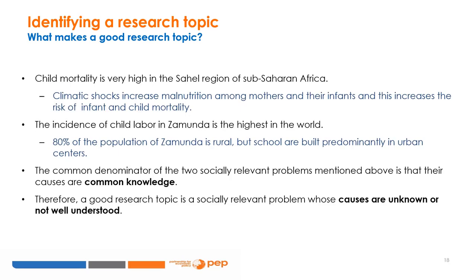How can one tell if a research topic is good or bad? Here are two examples of good research topics. Child mortality is very high in the Sahel region of sub-Saharan Africa, and the incidence of child labor in Zamunda is the highest in the world. A good research topic should be a socially relevant problem for which the causes are either unknown or not well understood.